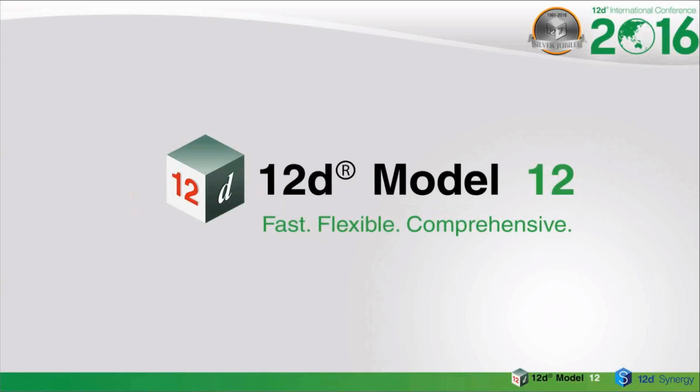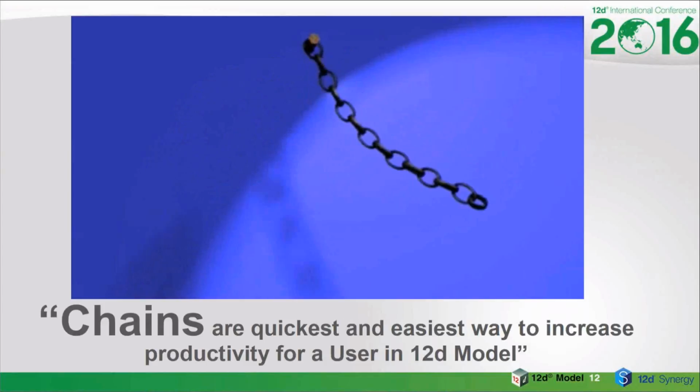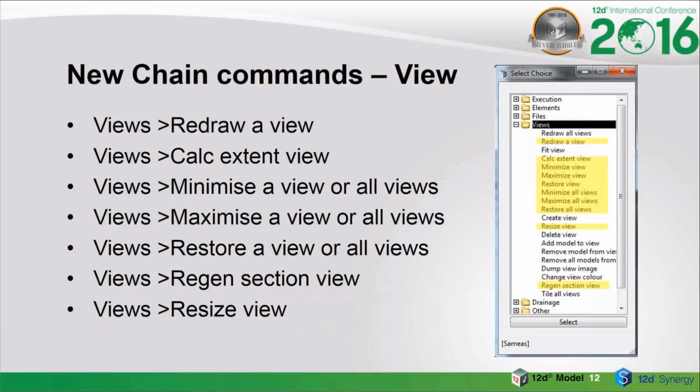Chains are the quickest and easiest way to increase productivity for a user in 12D model. Some of the new chain commands available in version 12 under the view area: we can redraw a view. Once upon a time we could redraw all views, but now we can pick one single view to redraw. We can calculate the extent of a view. We can minimize a view or all views. We can maximize a view or all views. We can restore a view or all views. We can regen a section view, or we can resize a particular view.